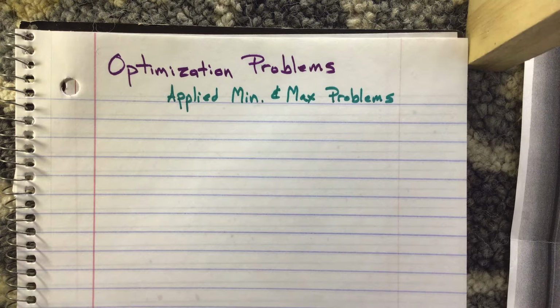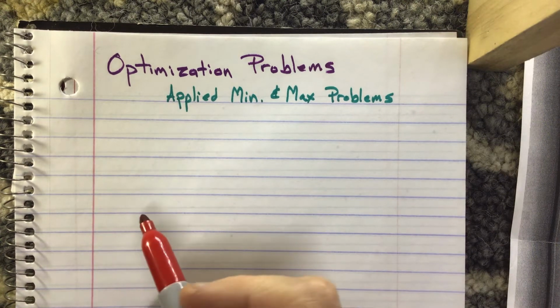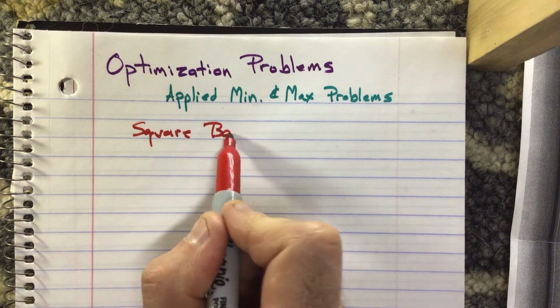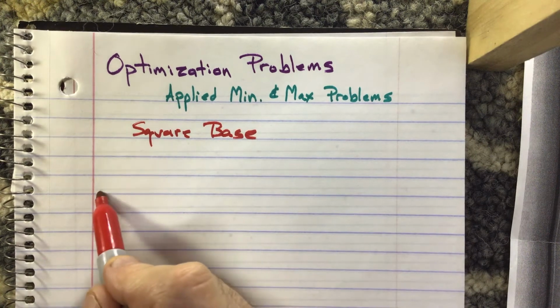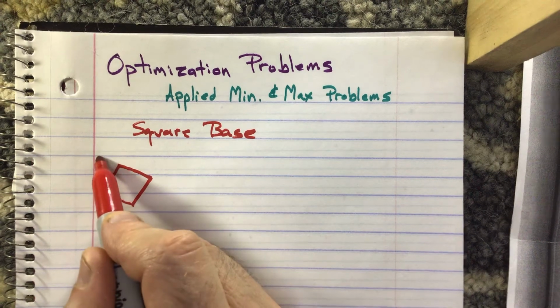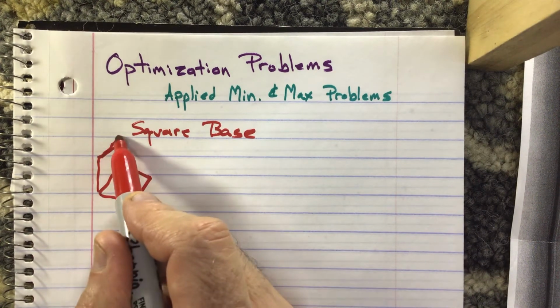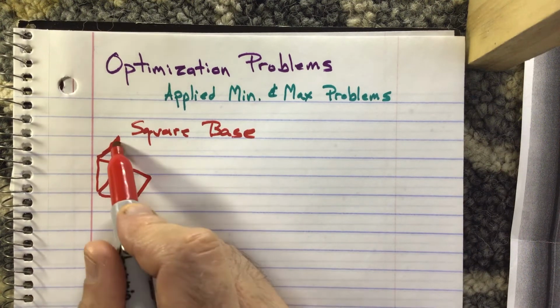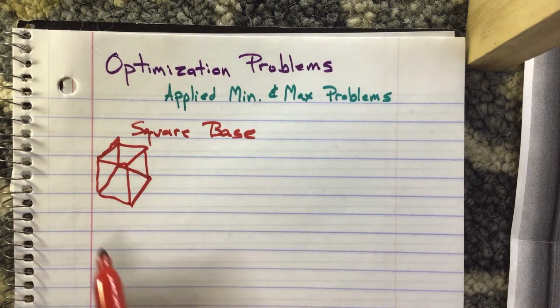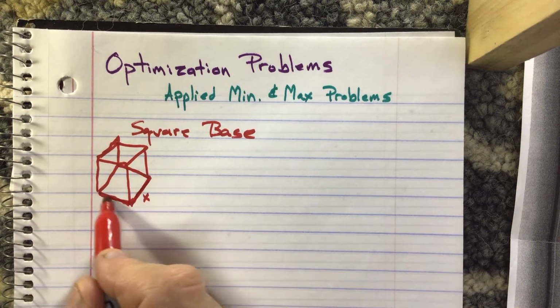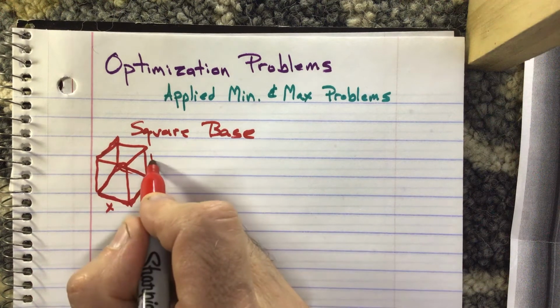So the example I'm going to use here: a manufacturer wants to design an open box that has a square base. So it looks like this, sort of, and it's open on the top. So here's the base, and it's a square, so we know that the length and the width are the same, and then it has some height.